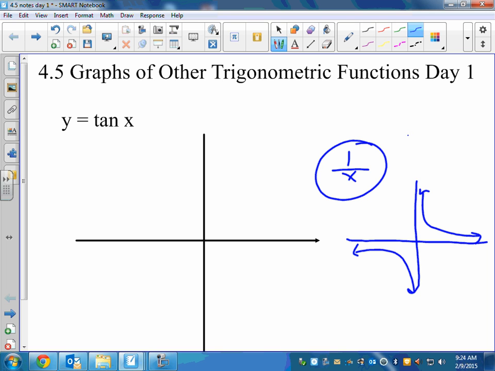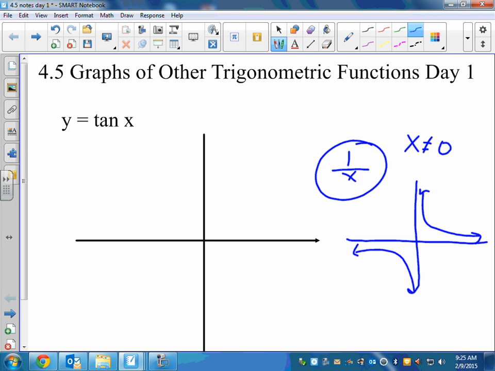This is undefined at x equals 0, yes? What does that look like on my graph when it's undefined at 0? The graph never touches it. What's that called? An asymptote, right? An asymptote. A line that your graph can't get to because it's undefined there.